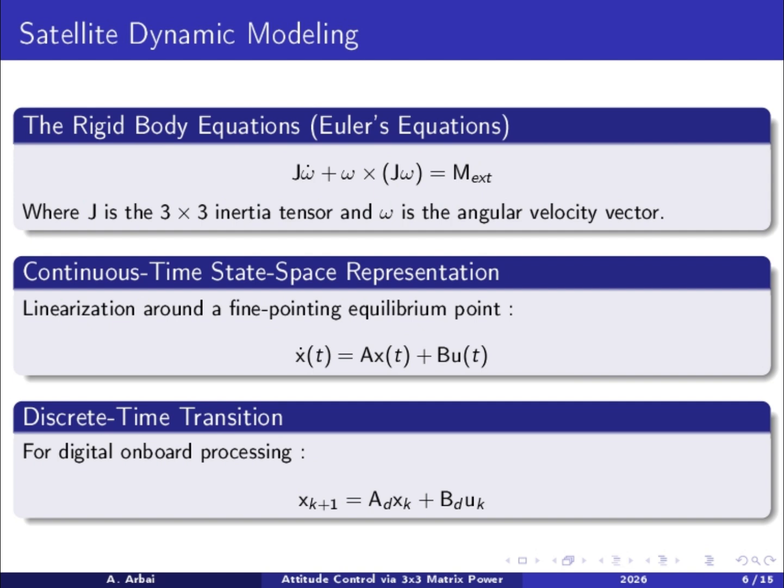To model the satellite dynamics, we begin with the rigid body Euler equation, where G represents the 3 times 3 inertia tensor. By linearizing this system around finite pointing equilibrium points for digital onboard processing, we obtain our discrete time transition model mapping state xk to xk plus 1.